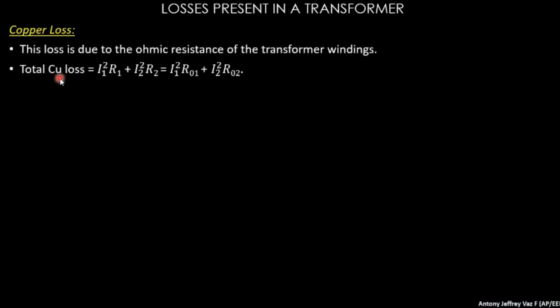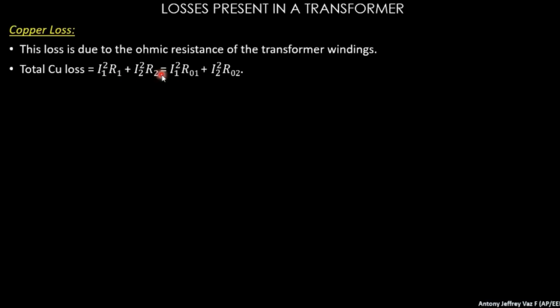The total copper loss is I1 square R1 plus I2 square R2. Why I1 square R1 and I2 square R2? Because you have two windings, one is the primary winding and the other one is the secondary winding. For the primary winding, the current flowing is I1, and for the secondary winding, the current flowing is I2. Similarly, the resistance is R1 and R2. R1 is the resistance of the primary winding, and R2 is the resistance of the secondary winding. So the total copper loss will be I1 square R1 plus I2 square R2.